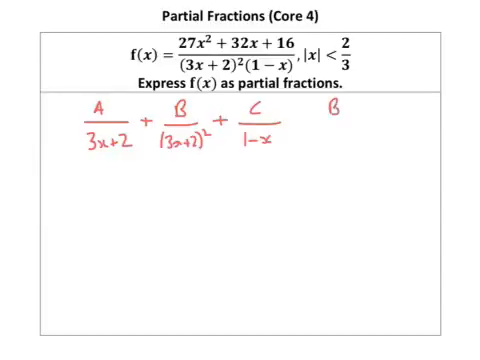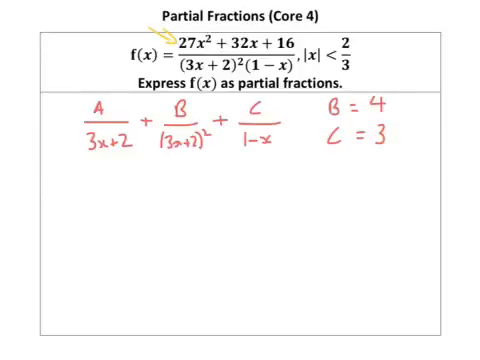Now, we can use the cover-up rule for B and C. Sorry, I don't know why I put a 2 there, and neither of them are 2. So B is when I put minus 2/3 into this equation up here. When I put minus 2/3 in, B comes out as being 4, and C, when I put 1 in, comes out as being 3. If you're not sure where those come from, you need to go back and have a look at the more basic partial fractions videos that I've got on here.